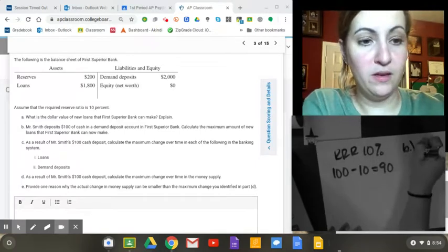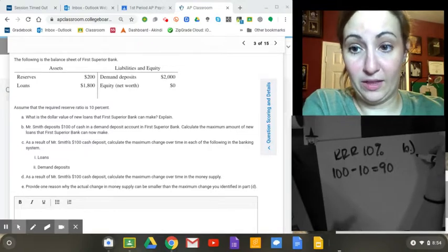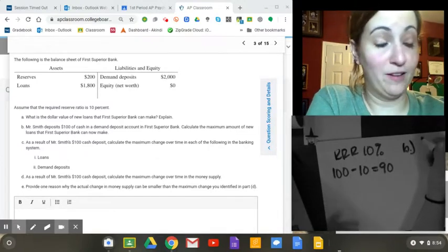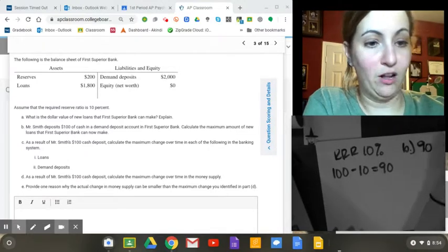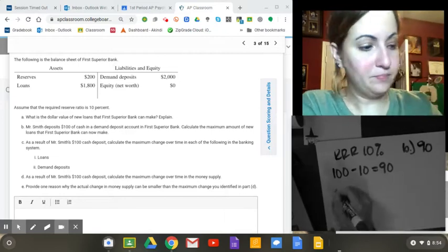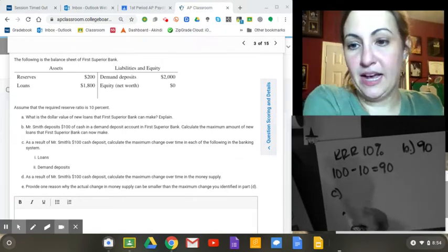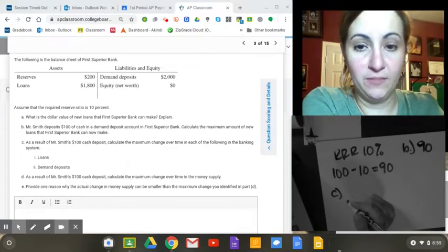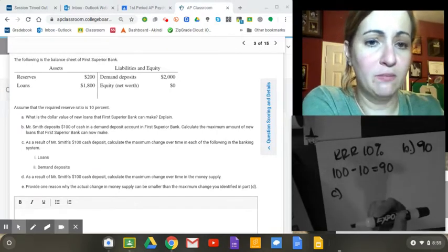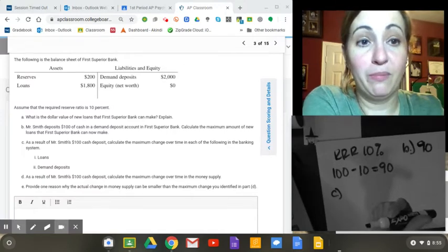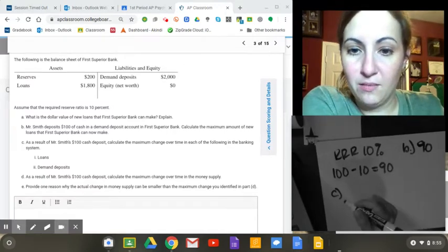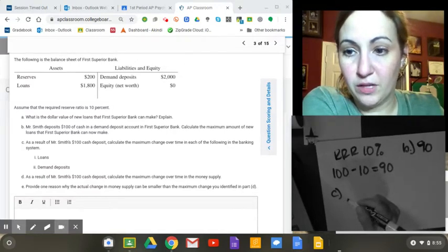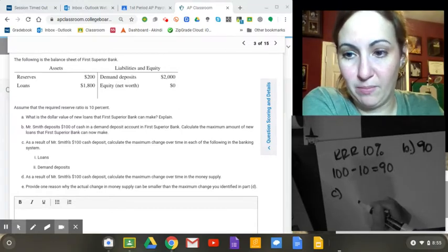So on B, how many can they loan? What's the max amount of new loans they can make? $90 because of his deposit. On C, it says, as a result of Mr. Smith's $100 cash deposit, calculate maximum change over time. If you see maximum change over time, you're going to probably be multiplying it by the money multiplier. In each of the following: new loans and demand deposits.